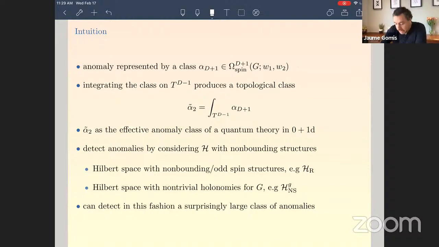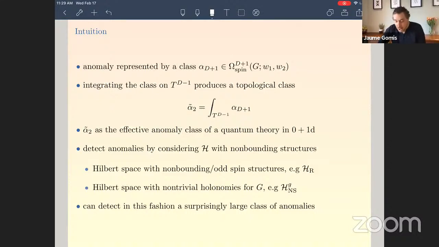Well, this particular case I just wrote, for example, if you take a 1+1 dimensional anomalous theory and you look on a circle, this would be the Hilbert space of the theory where on the circle you put Ramond or a non-bounding spin structure. So we basically already reduced the problem to anomaly class in dimension 0+1, and then H is okay.